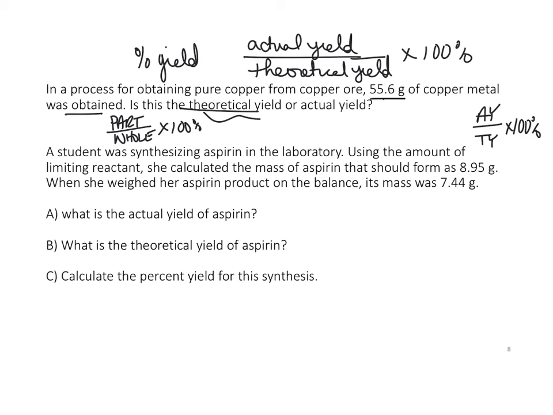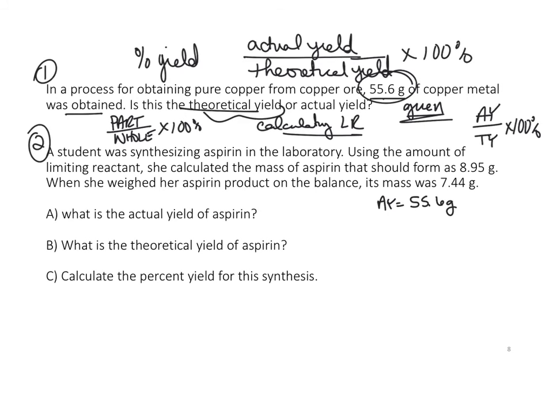So theoretical is what we've been calculating. We do that when we do limiting reactants and stuff like that. Actual yield has to be given to you. That will always have to be given to you. That's something you measure in the lab. So they give you the actual yield here, 55.6 grams of copper metal. A student was synthesizing, oh, so these are two different problems. This is problem one, that's problem two. So let's do problem one.